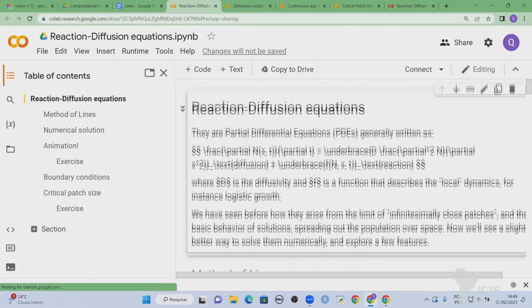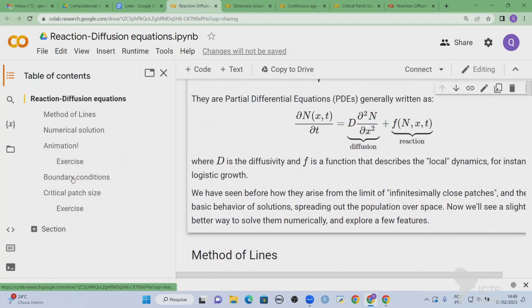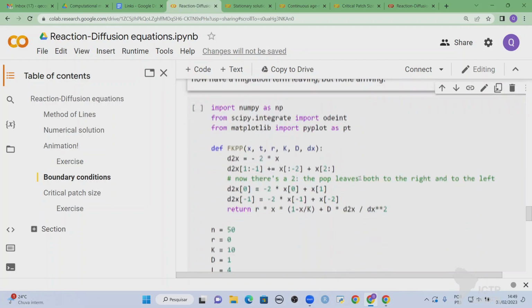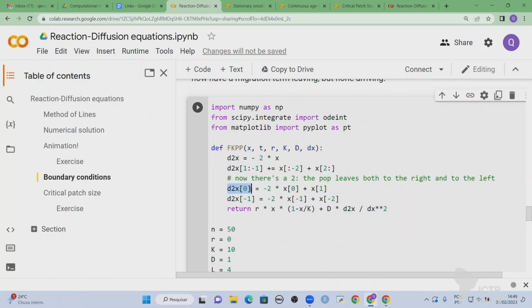This idea that depending on if you have no flux boundary conditions or absorbing boundary conditions, the equations for the first point and the last points are going to be different, right? And then you have to work out what they are depending on the boundary conditions, but they are going to be inside your function, yeah?